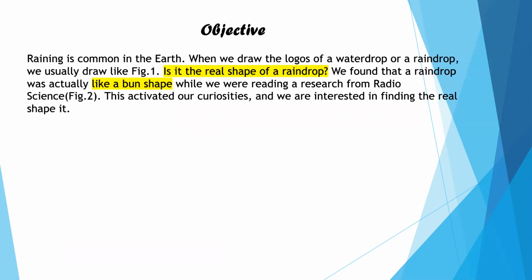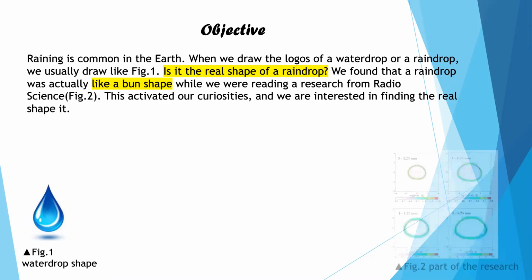Raining is common on the earth. When we draw the logos of a water drop or a raindrop, we usually draw like figure one. Is it the real shape of a raindrop? We found that a raindrop is actually like a bun shape while we were reading a research from racial science.